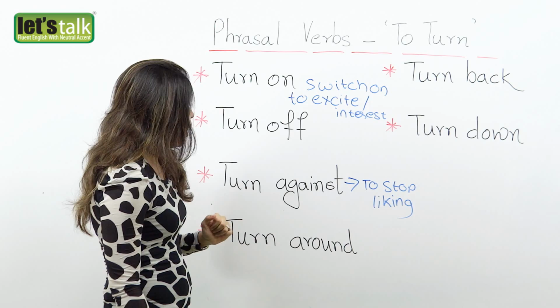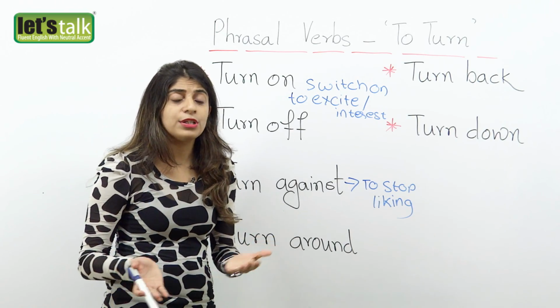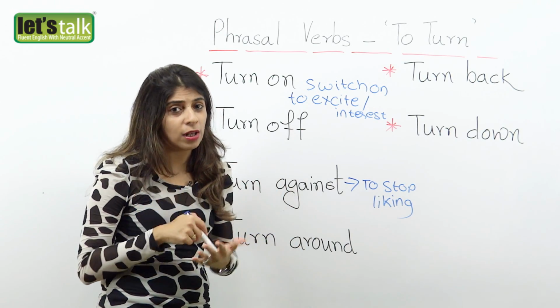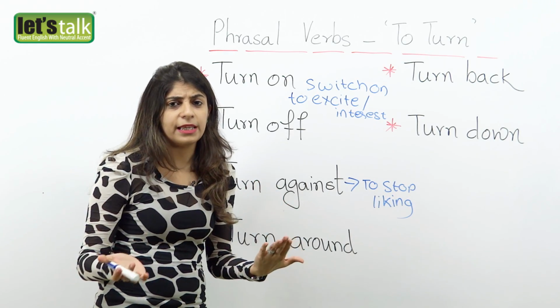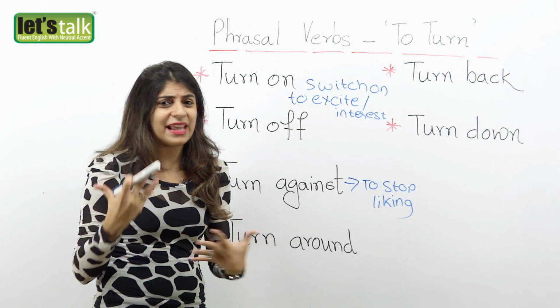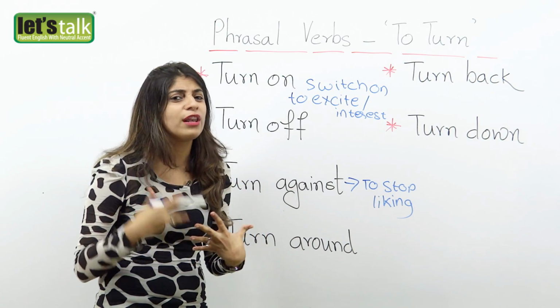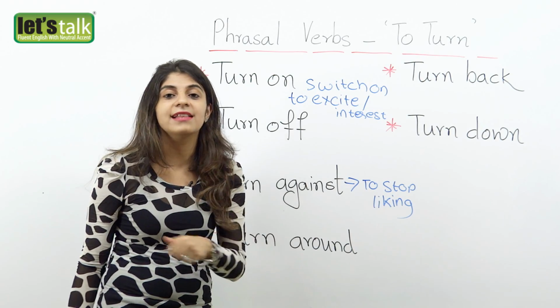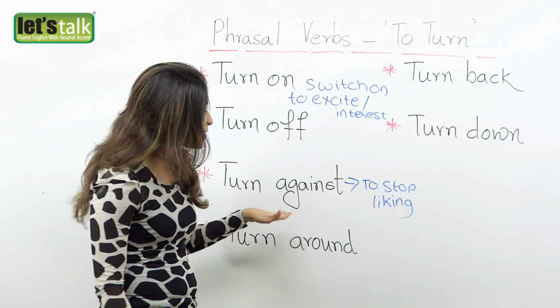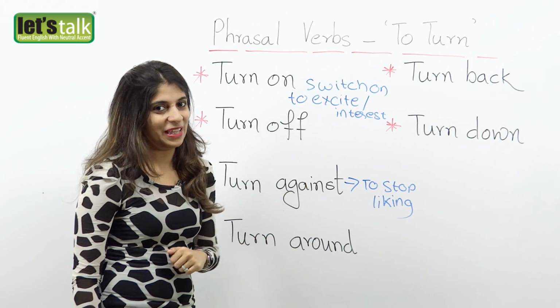For example, the crowd turned against that politician because of the past event. So probably this politician played some game, did something really wrong, and now his supporters have turned against him. Okay, so this is what this phrasal verb means.